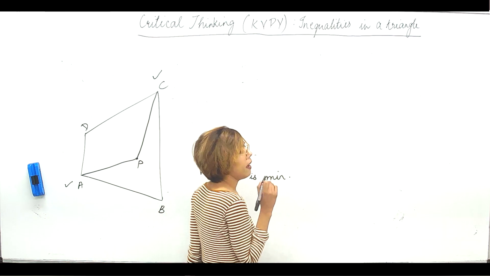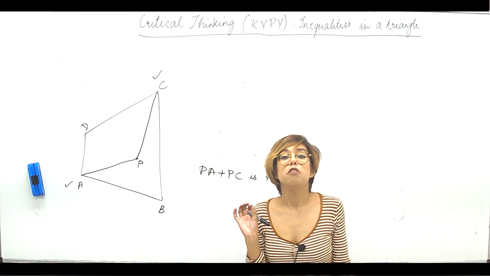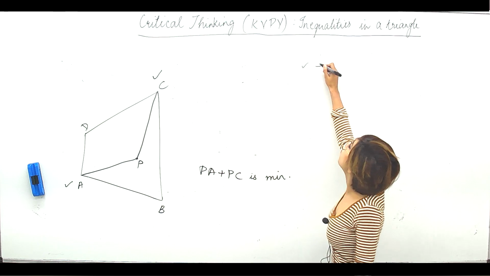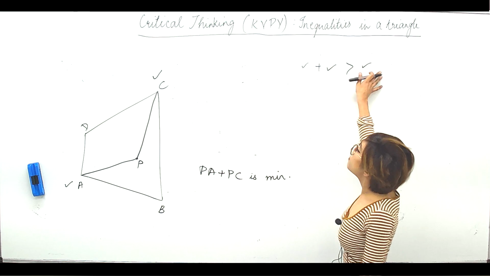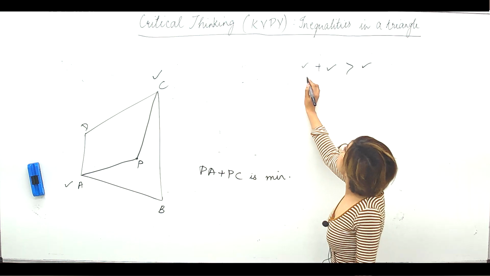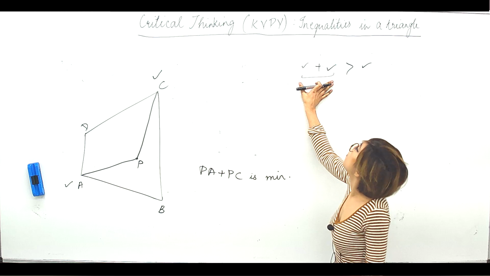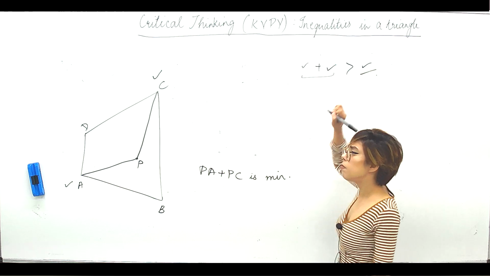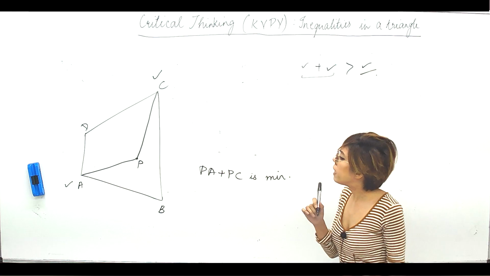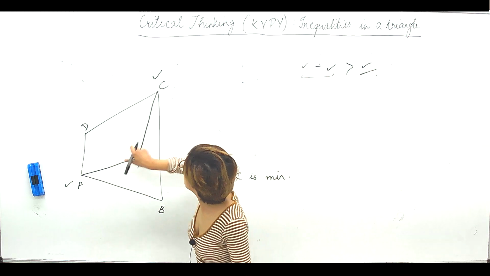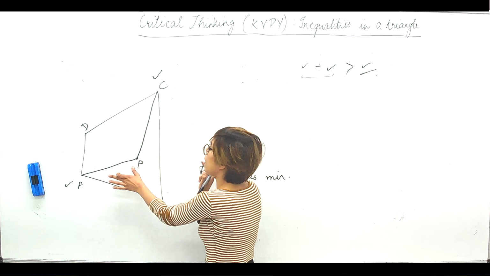What have I used till now? Triangle inequality. Triangle inequality says the sum of two sides is greater than the third one. Now I want this to be minimum. It will be minimum only when it is equal to the third side. PA plus PC.